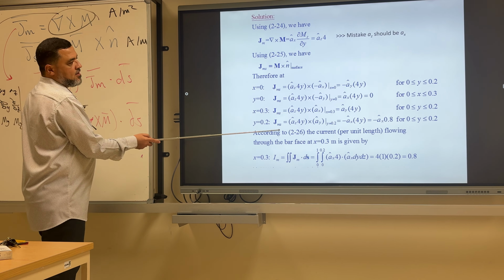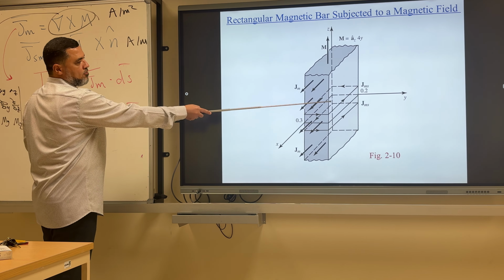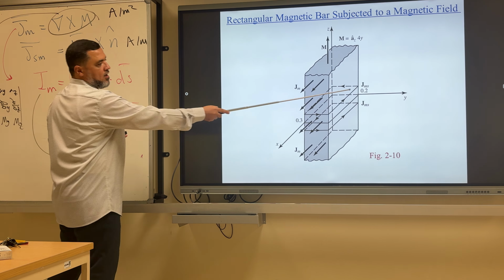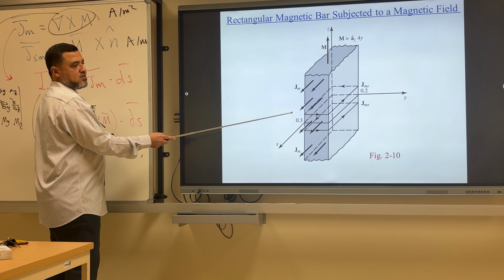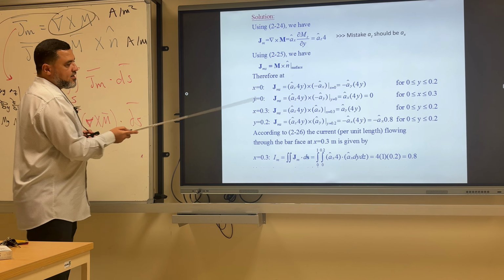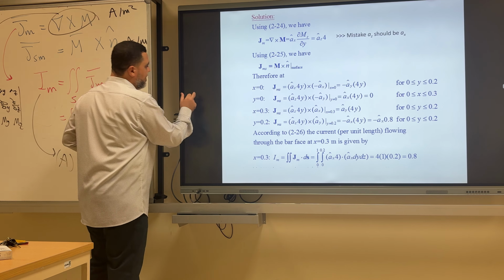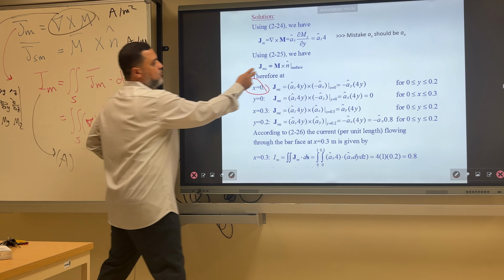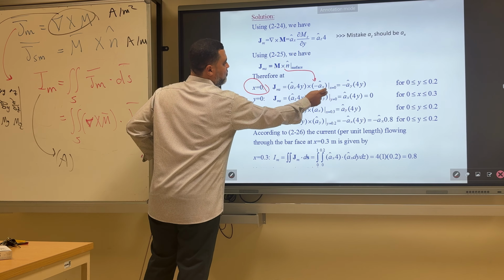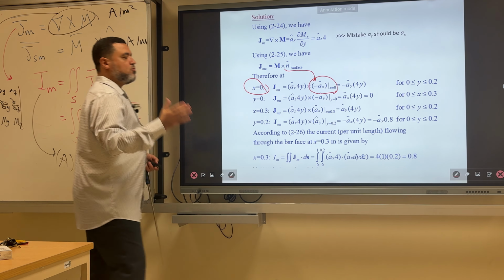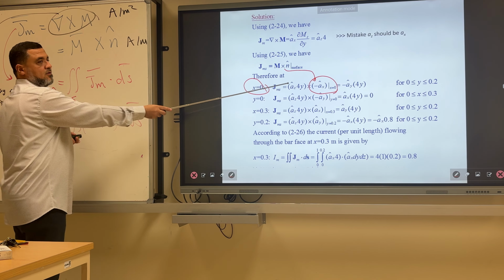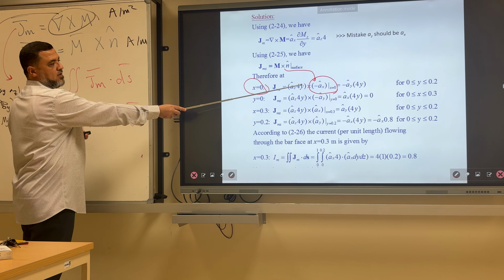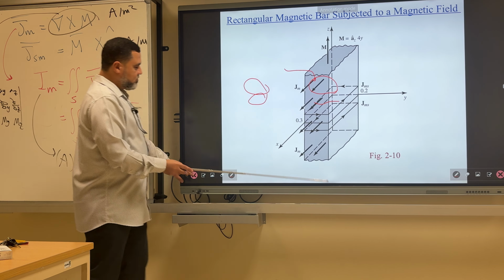On each surface, so at x equal to 0, y equal to 0, x equal 0.3, y equal 0.2, we have 4 side faces. So in each face at x equal to 0, what should be the unit vector n? We need to take M cross n. n here will be minus ax, because we take it outside the surface, outside the volume. And at y equal to 0, the unit vector will be minus ay. Is it clear? This is x equal to 0.